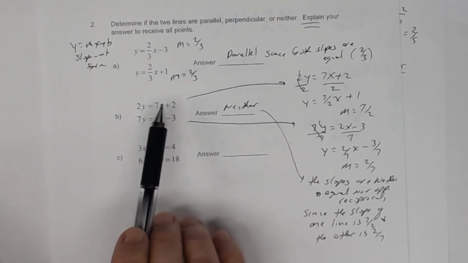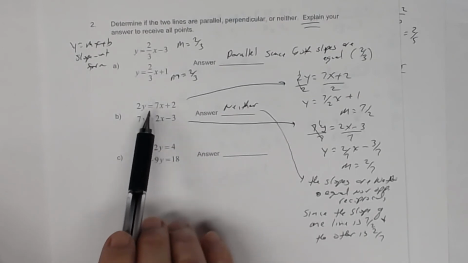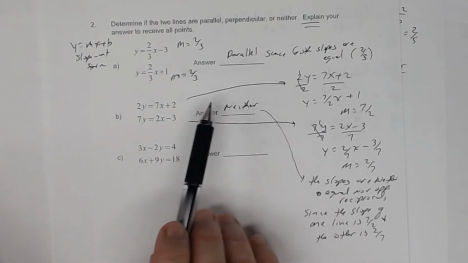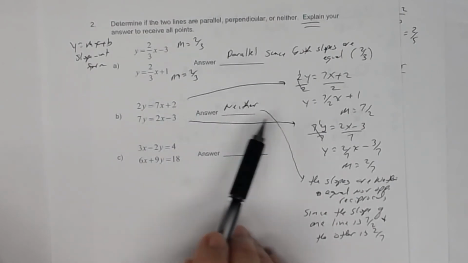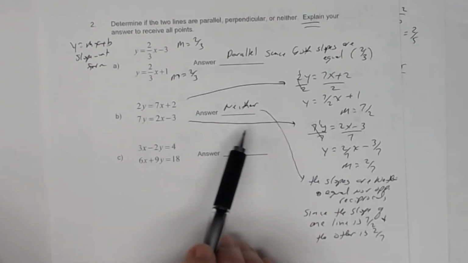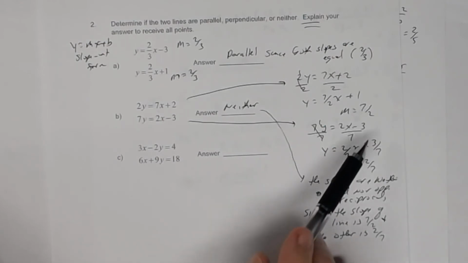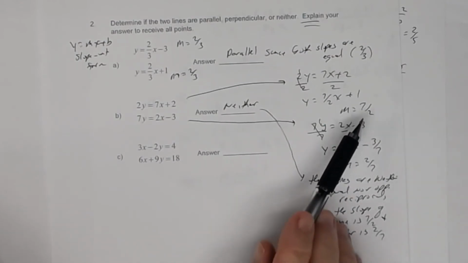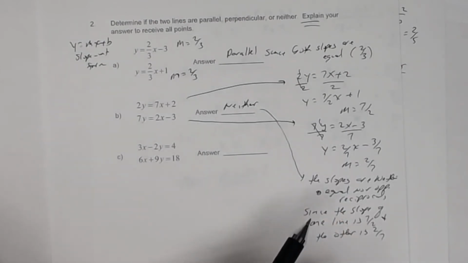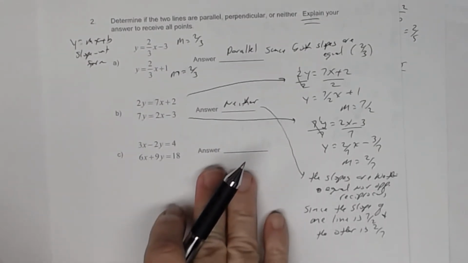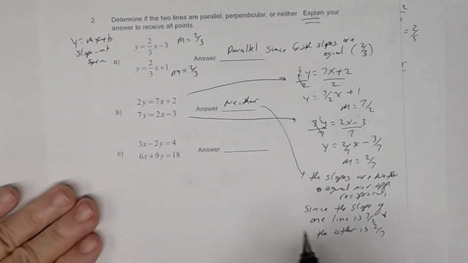So to do part B, you had to get this in slope-intercept form, so that's what you saw here. Then you can find the slope. So the slope of this line is 7/2. The slope of this line is 2/7. And so since the slopes are not equal, and since the slopes are not opposite reciprocals, then you're going to say those two lines are neither. Okay? All right, now let's do part C.